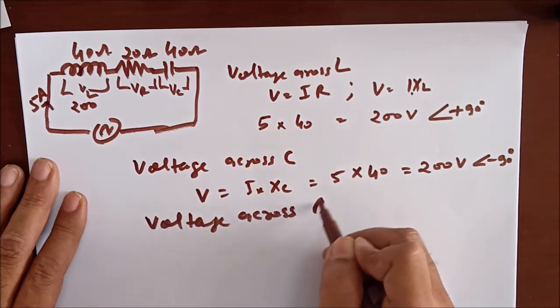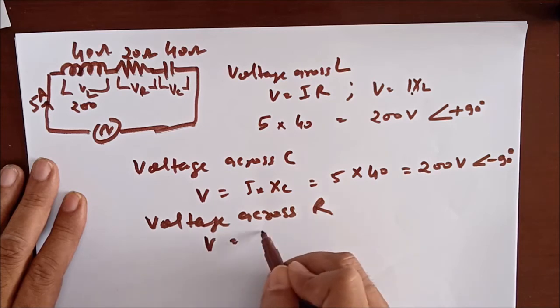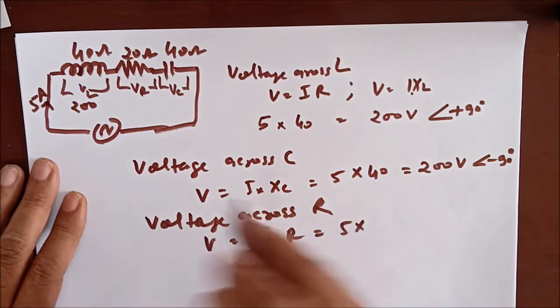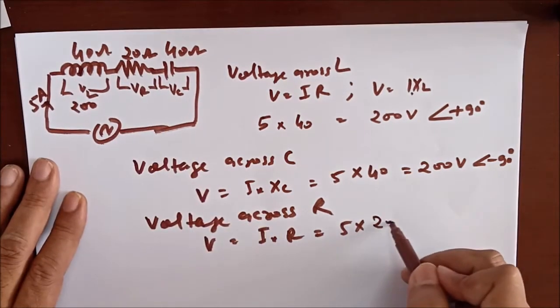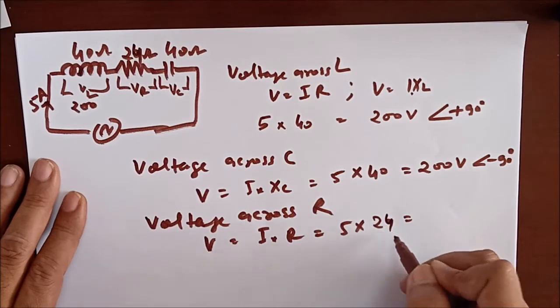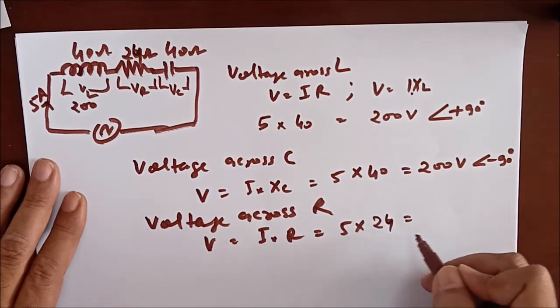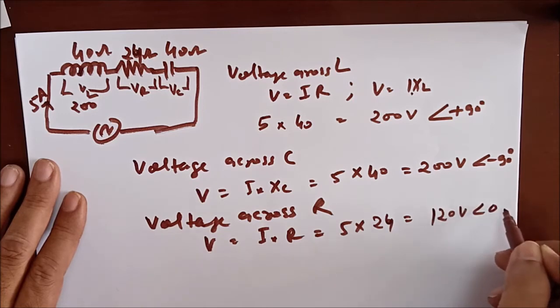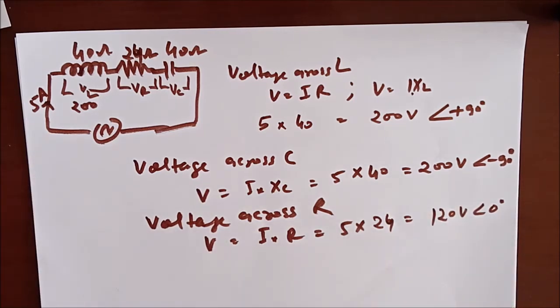Same way voltage across R, V is equal to I into R is equal to 5 into 24. Remember, it was 24. 5 into 24, 120 volt. But this is at 0 degree because voltage and current are in the same phase. So this is one thing.